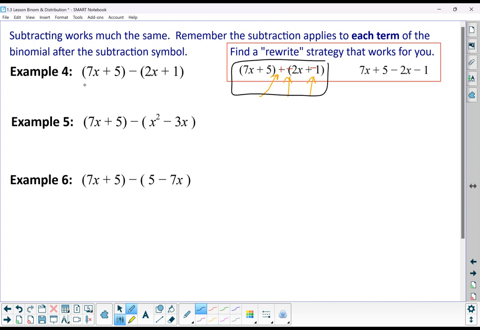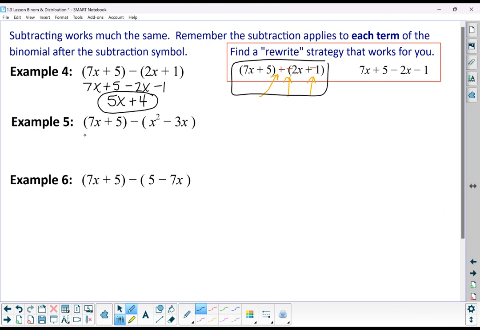So this is 7x plus 5 minus 2x plus 1. So the 7x plus 5, I'm subtracting a 2x and subtracting a 1. So I moved that subtraction into each of those terms. So then when I combine them, the 7x and the negative 2x can combine because they're alike, and then the 5 and the negative 1 can combine because they're alike. So I end up with a difference of 5x plus 4.